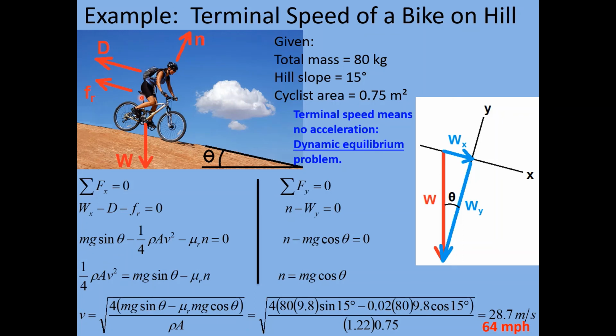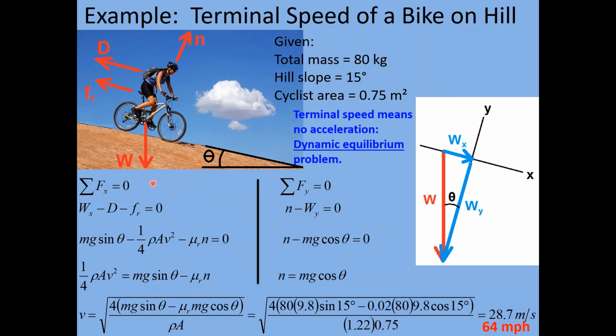What we're going to do here is tilt our X and Y axes again along the slope of the hill. So the positive X direction is going down the hill, and then Y comes up at a 90-degree angle to X. Remember, weight is straight down, so we're going to decompose the weight into the X component and the Y component when we do the equations.